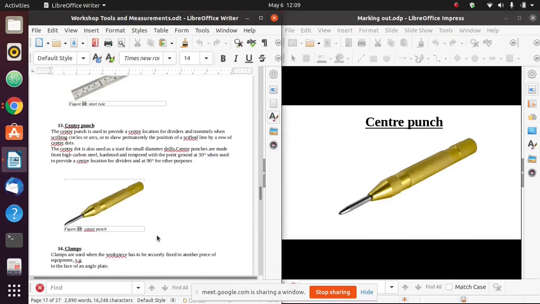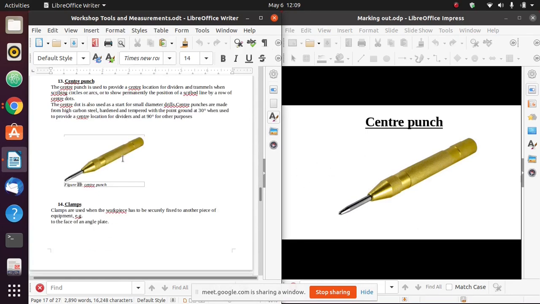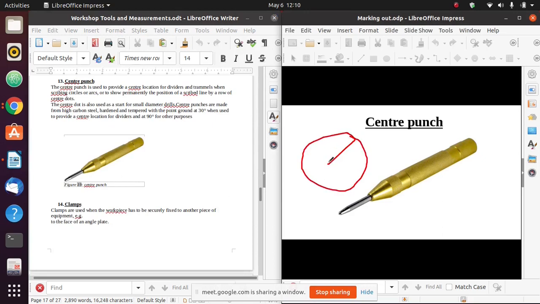Now we have something known as a center punch. This center punch is used to provide the center location for dividers and trammels when scribing circles. Remember, when you're doing an engineering drawing, a technical drawing, and you want to draw a circle, you have to identify where you're going to place your datum point, where you're going to place your divider, your compass. In marking out, when you're using a divider, you are marking out a piece of metal. So for you to identify that center location, you use a center punch.